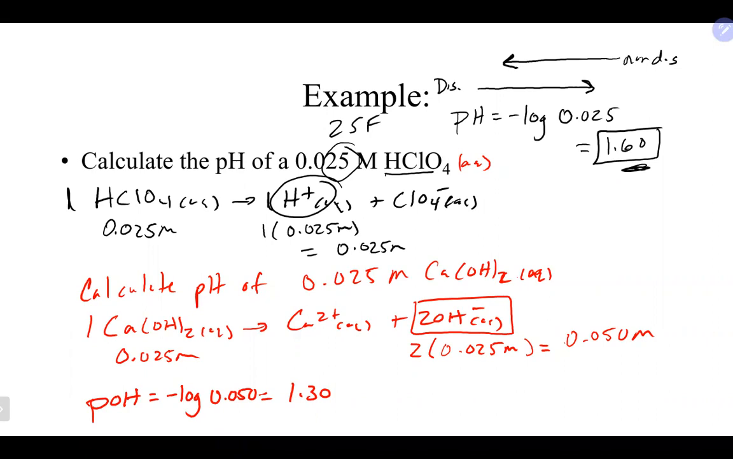So hopefully you'd be able to recognize that you didn't really calculate the pH, but you did calculate the pOH here. To get to our pH, we would need to take 14 minus the pOH, and that would get us 14 minus 1.30, which is about 12.70 pH, which is a basic pH, and obviously that would make more sense in this case.